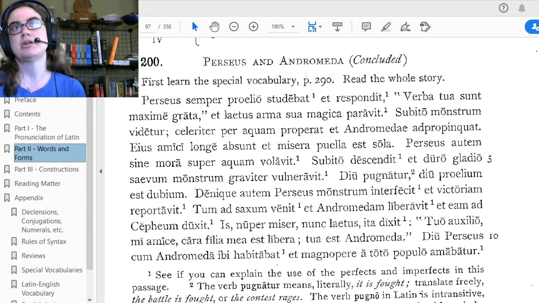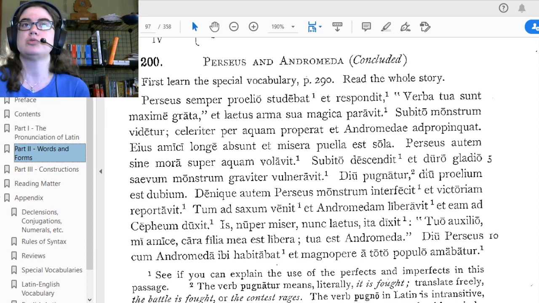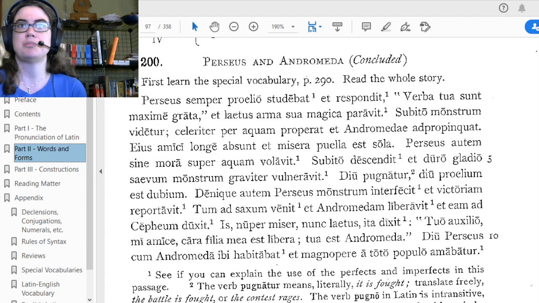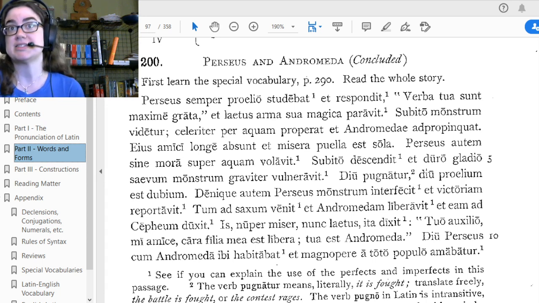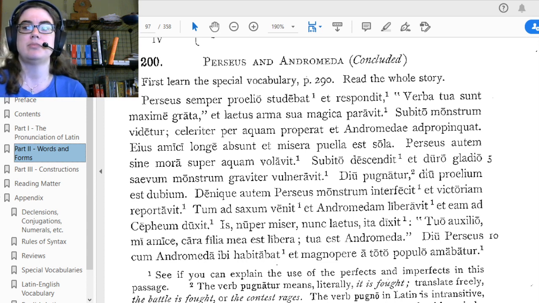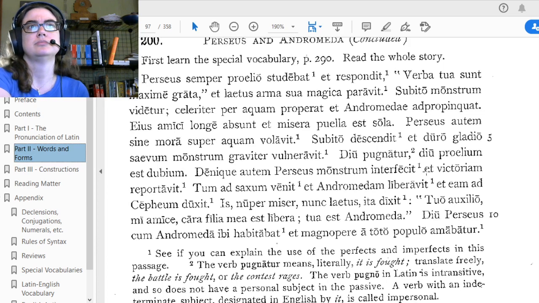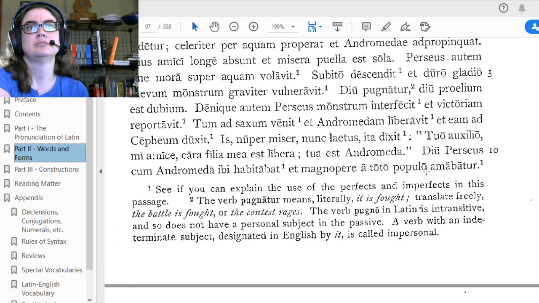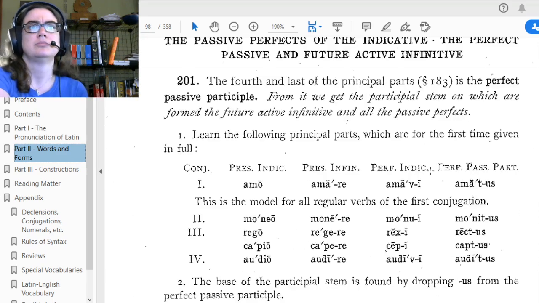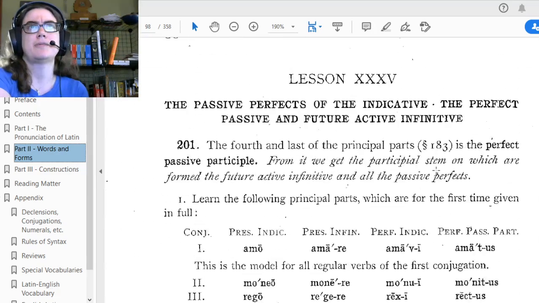All right, and for a long time, the battle is doubtful, dubium, right? Who's going to win? We don't know. At last, however, Perseus killed the monster and carried back his victory. I think that's metaphorical. We don't get an extra note for that? No, we don't. Okay, cool.